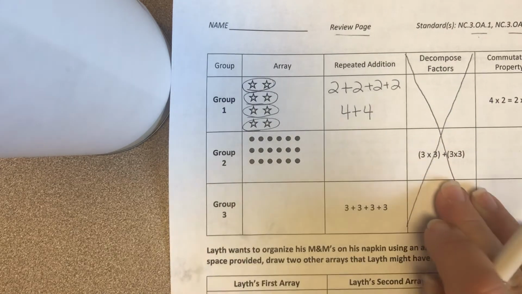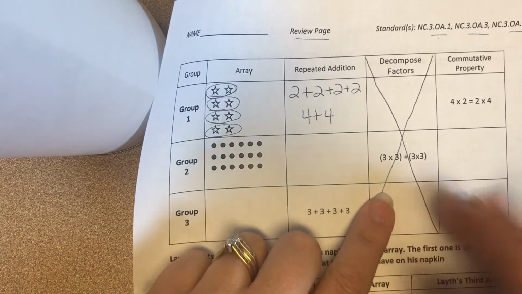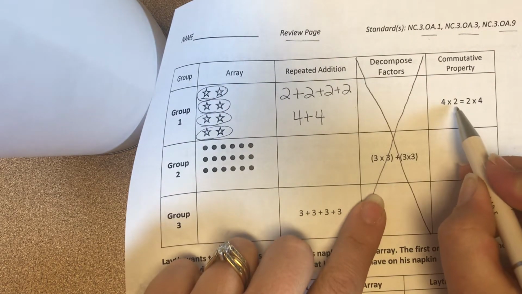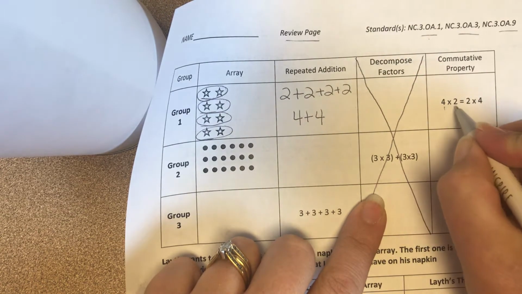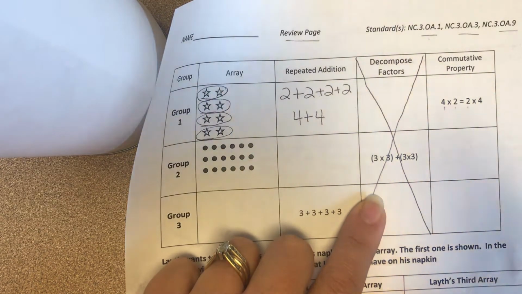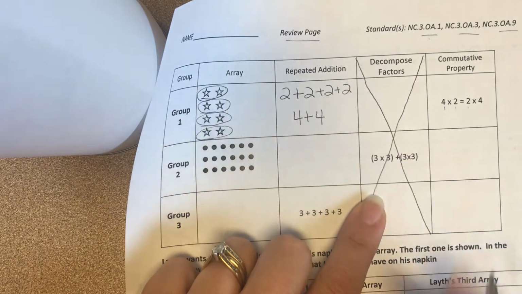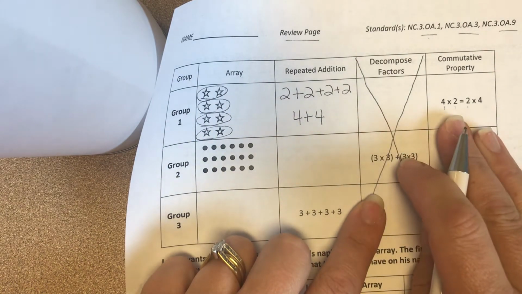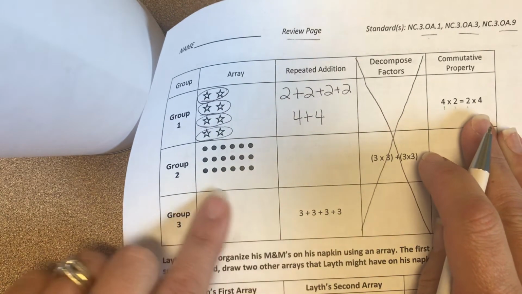We're not going to talk about decomposing those factors. So they already have the commutative property. Remember, in multiplication, the factors can go in either order. You can switch the numbers around. 4 times 2 gets you the same product as 2 times 4.